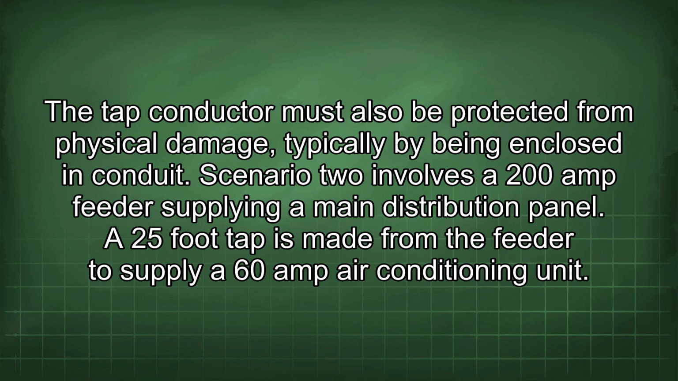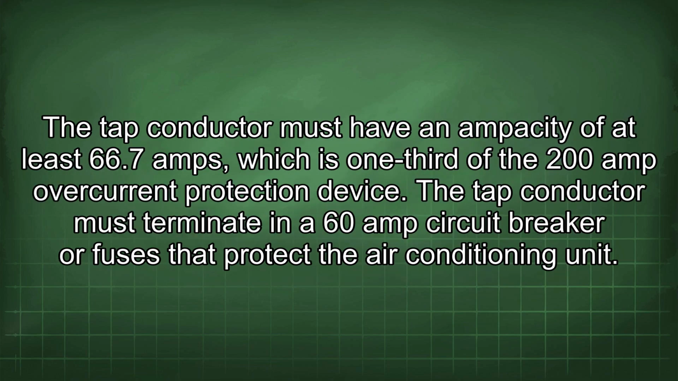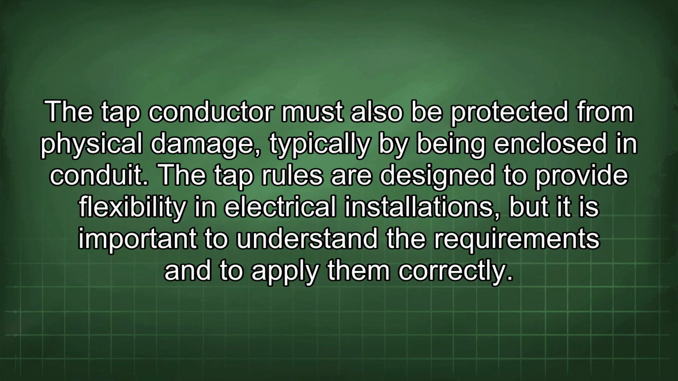Scenario 2 involves a 200 amp feeder supplying a main distribution panel. A 25-foot tap is made from the feeder to supply a 60 amp air conditioning unit. The tap conductor must have an ampacity of at least 66.7 amps, which is 1/3 of the 200 amp overcurrent protection device. The tap conductor must terminate in a 60 amp circuit breaker or fuses that protect the air conditioning unit. The tap conductor must also be protected from physical damage, typically by being enclosed in conduit.